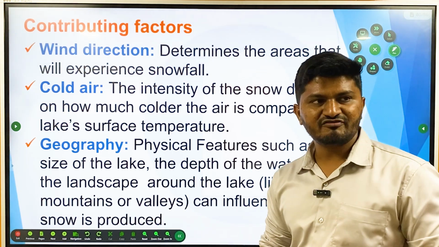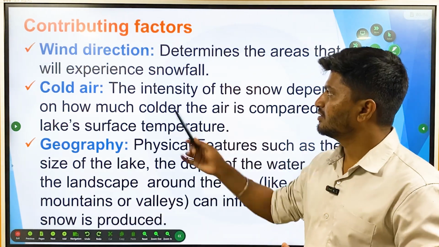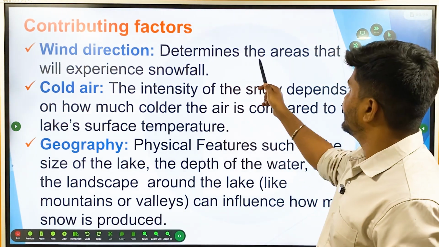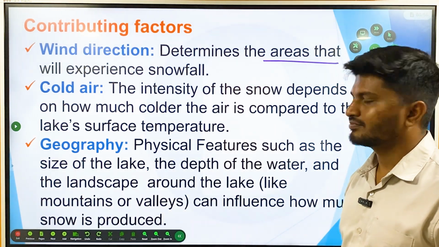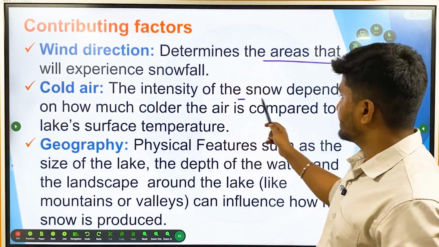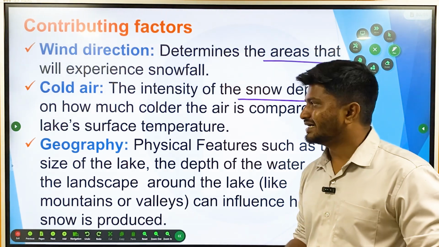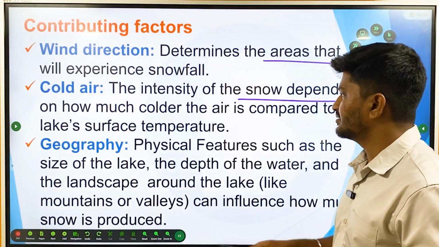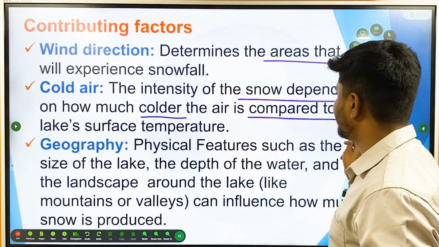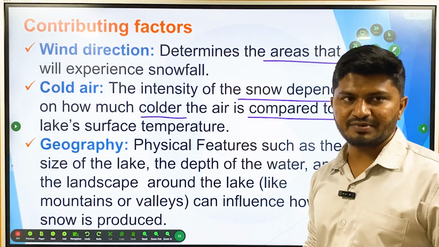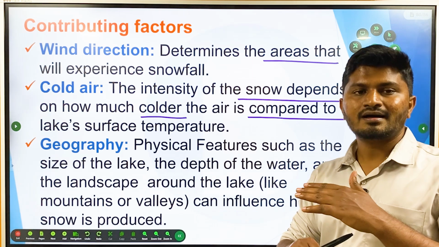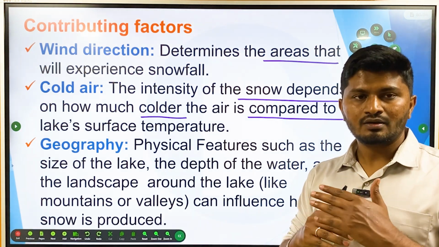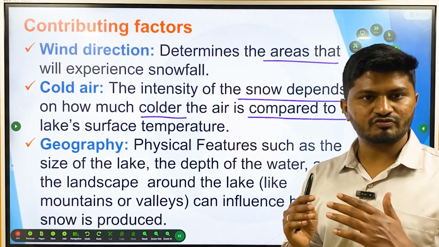So what are the contributing factors here? One is wind direction. It determines the areas that will experience the snowfall. Then the temperature difference: the intensity of the snow depends on how much colder the air is compared to the lake's surface temperature. The colder the air, the higher the snowfall. The warmer the air, the lesser the snowfall.